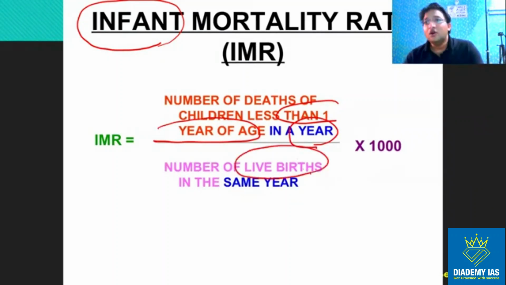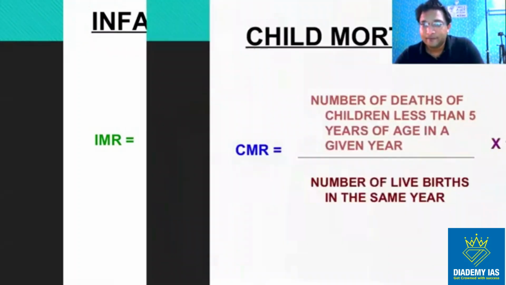So those children who did not die at the time of their birth, right? They were born live, they were not born dead. Those are called live births, right? So number of deaths of children less than 1 year of age in a year divided by number of live births in the same year multiplied by 1000. So this is the IMR, infant mortality rate.